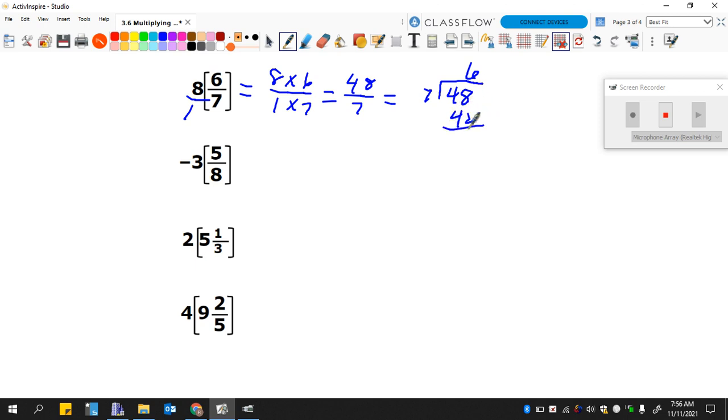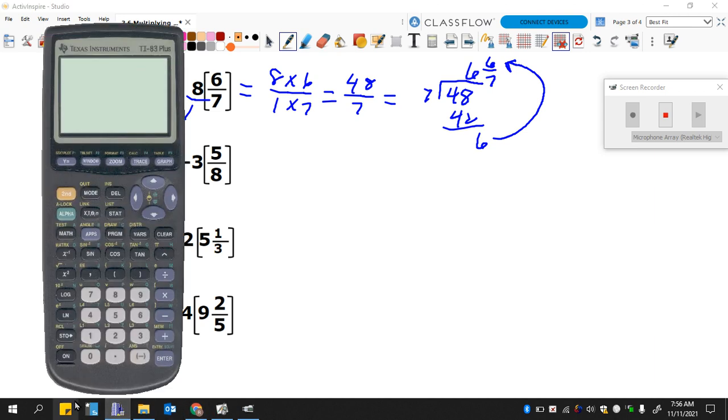8 take away 2 is 6. 4 take away 4 is 0. So we bring the remainder up as 6 and 6/7. Now when we simplify this, we don't have to type in that whole number 6. All we need to look at doing is simplifying the 6/7.